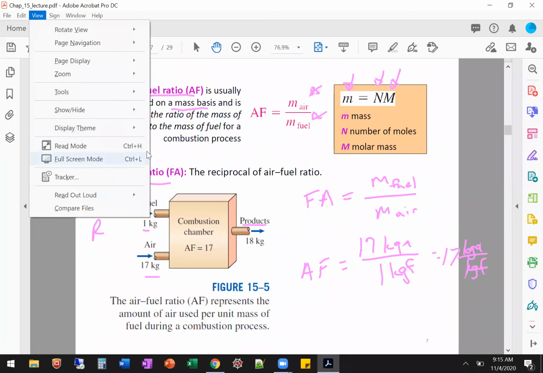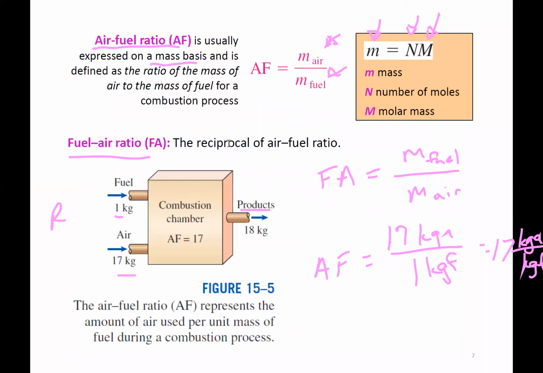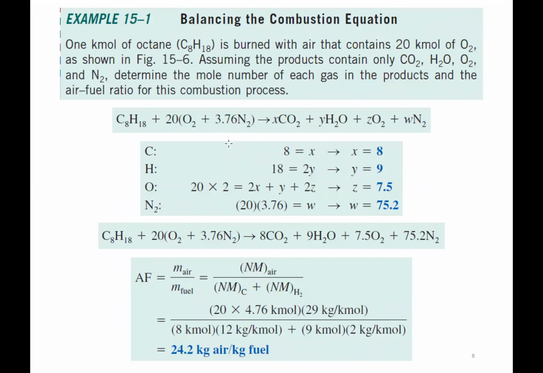Let's put this in full screen. All right, so here's a quick example of a balance. We have 1 kilomole of octane, so that's C8H18, burned with air, and the air contains 20 kilomoles of O2, as shown in the figure. Assuming the products only contain CO2, water, oxygen, and nitrogen, determine the mole number of each gas in the products and the air to fuel ratio, okay?